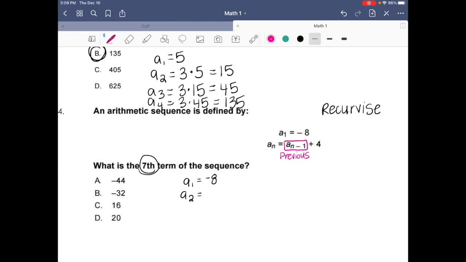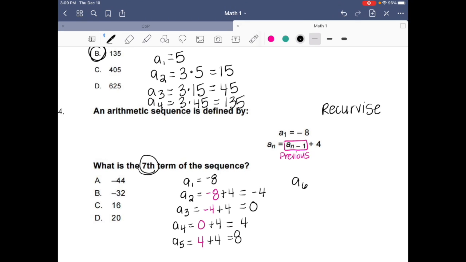Then for the second term, we're going to do the previous. So our previous term is negative 8 plus 4. That's going to give me negative 4. Then the third term is going to be negative 4, which is the previous, plus 4. That's 0. Then the 4th term is going to be the previous, 0 plus 4, which is 4. 5th term, the previous, which is 4, plus 4 again, equals 8.